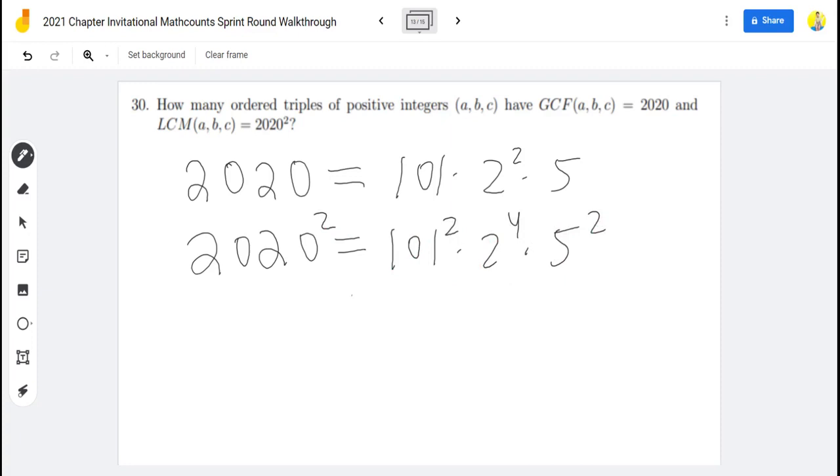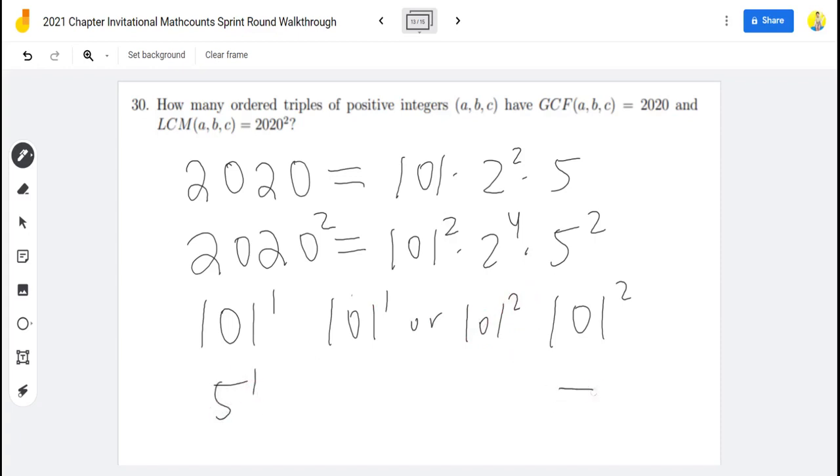The key here is looking at each prime factor individually and testing them for a, b, and c and changing them around. For 101, we see that out of a, b, and c, one of them must contain a factor of 101 to the power of 1. One of them must contain a factor of 101 squared because the LCM is 2020 squared, and one of them can be 101 to the power of 1 or 101 squared. Same thing for 5. One of them has to contain a factor of 5 to the power of 1, one of them has to contain a factor of 5 squared, and one of them contains a factor of 5 to the power of 1 or 5 to the second.